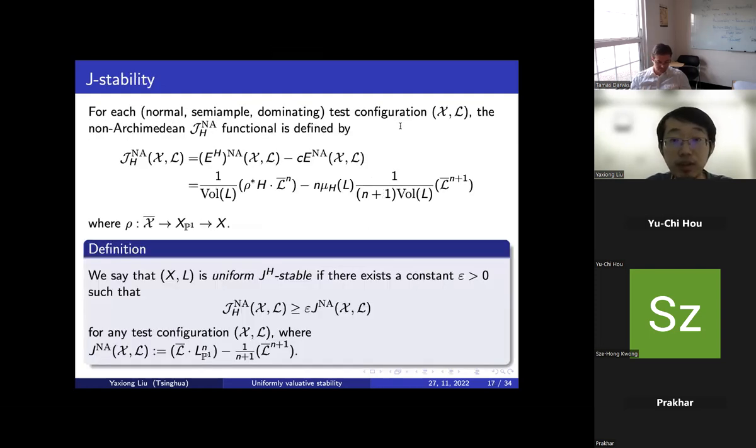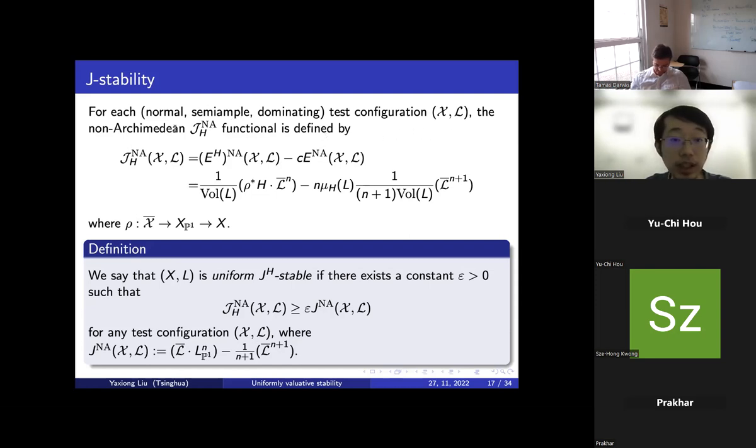So for any test configuration (X, L) curly, roughly you can say it is a C-star degeneration of a polarized variety. For a general definition, it's a flat family from an (n+1)-dimensional variety or scheme to the complex numbers C, such that each non-zero fiber is isomorphic to the original (X, L). The L is a relative semi-ample line bundle.